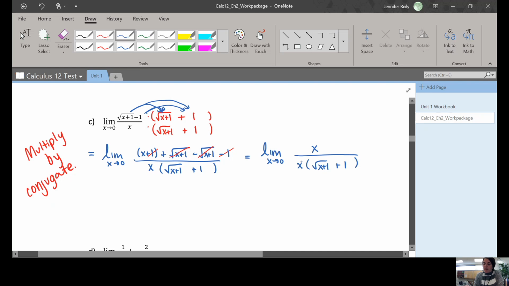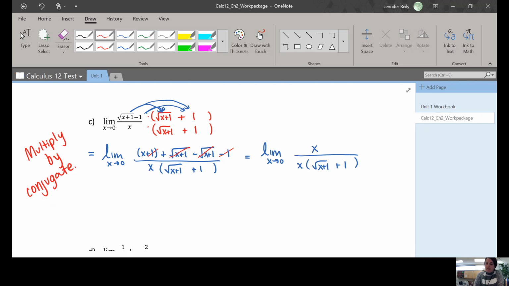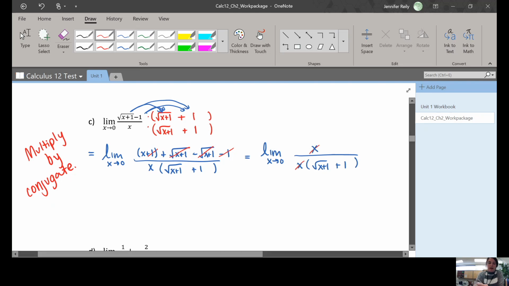So we have one term on the bottom and one term on the top, and they both have an x. So we can cancel those. When you cancel everything on the top, you're just left with 1, so you need to write that 1. And on the bottom, you have root x plus 1 plus 1. Okay, so this looks a little bit simpler.